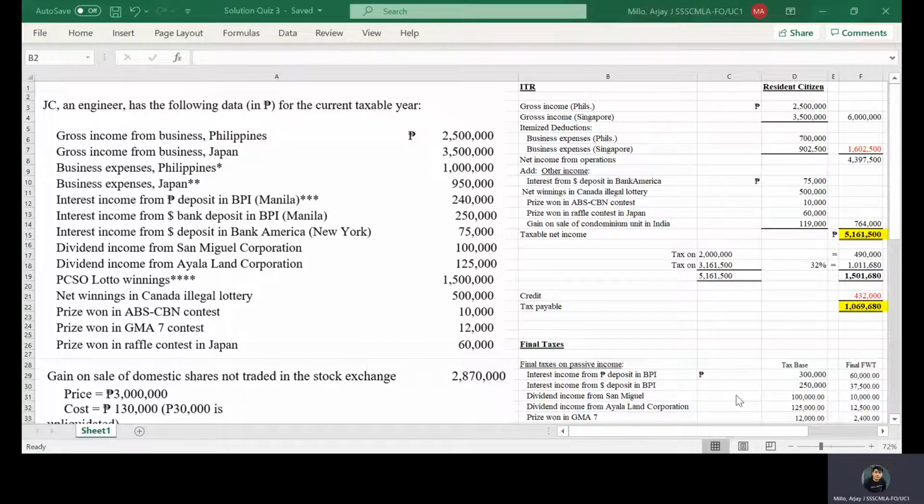Hello, good morning, guys. So this will be the discussion of our quiz number 3. So let's start. In our quiz number 3, I provided one comprehensive problem. Let me read it first.